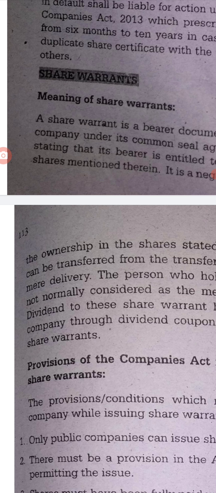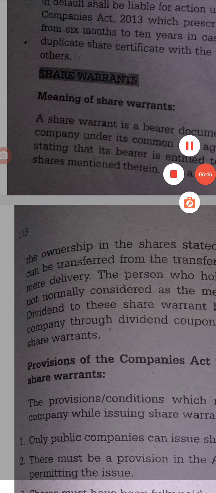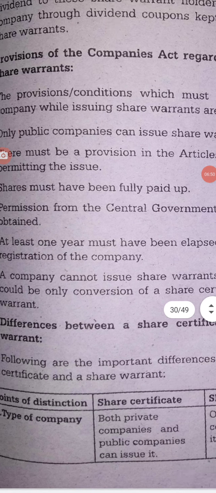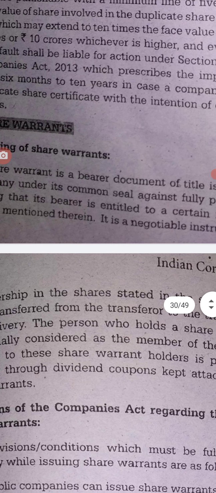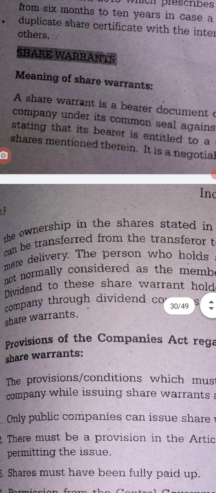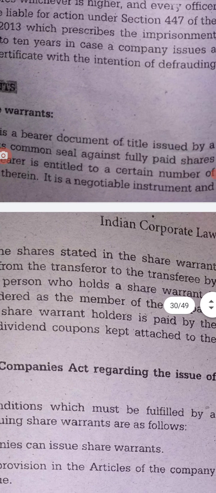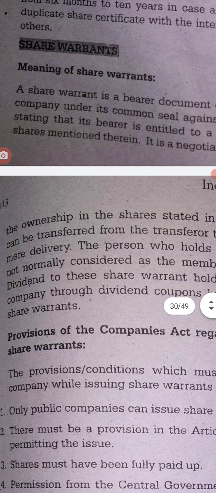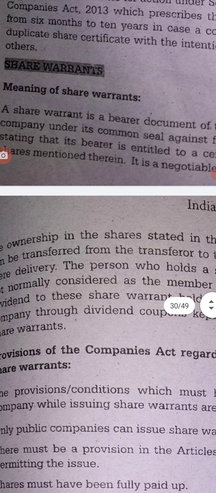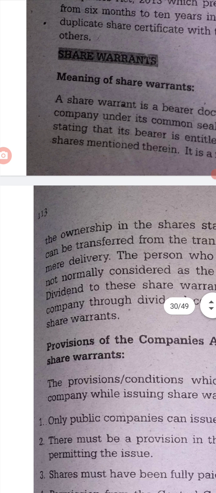So then the concept of share warrant. So we will discuss the share warrant, what it is, and the provisions with regard to share warrant. Okay, so a share warrant is a bearer document of title issued by the company under its common seal against fully paid up shares, stating that its bearer is entitled to a certain number of shares mentioned therein. So bearer means the person who holds that particular document.